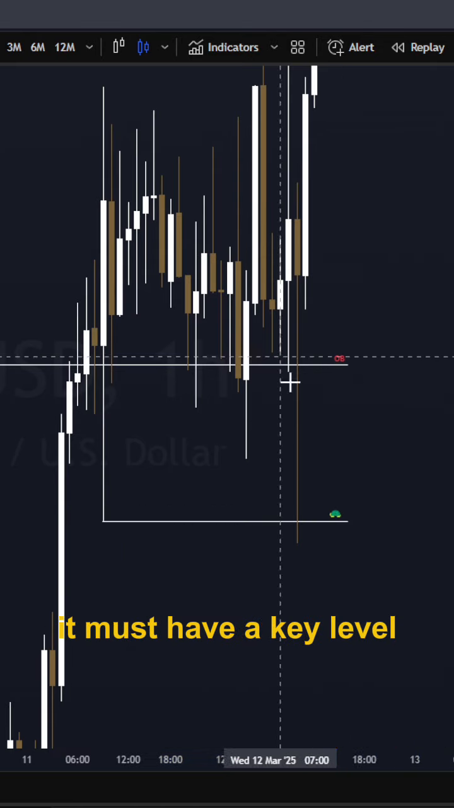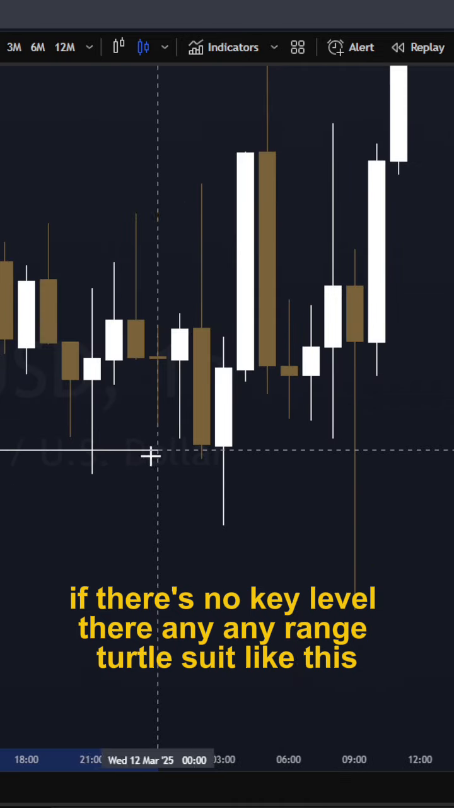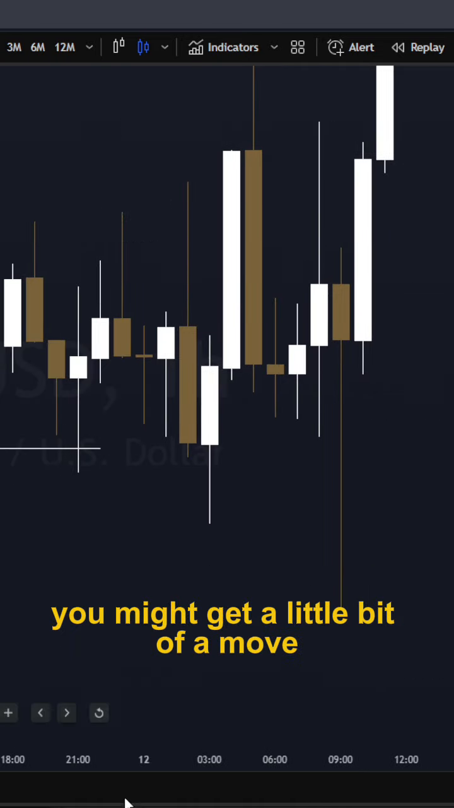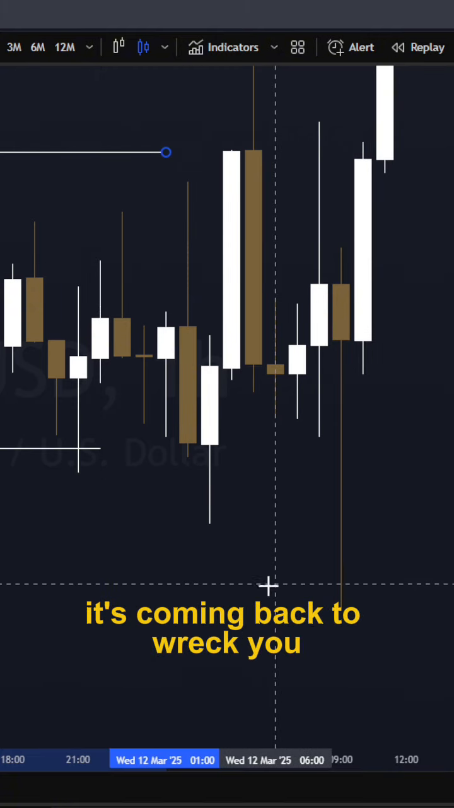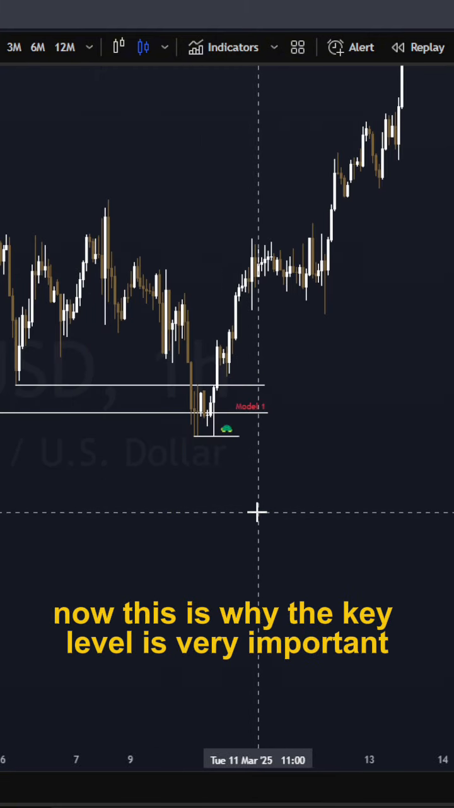It must have a key level. If there's no key level there, any range turtle soup like this, you might get a little bit of a move, but you ain't getting that full move. It's coming back to wreck you. Now, this is why the key level is very important when you're taking turtle soups.